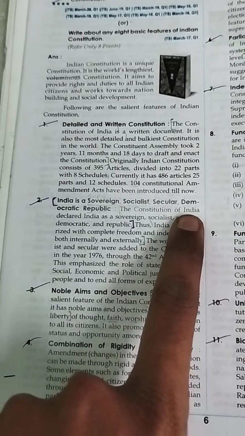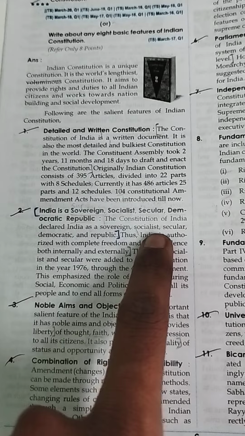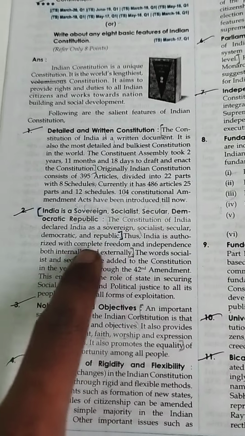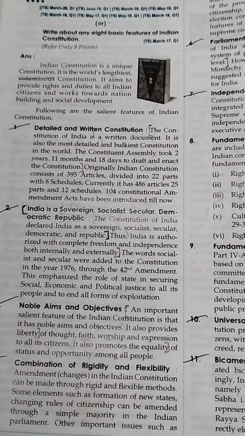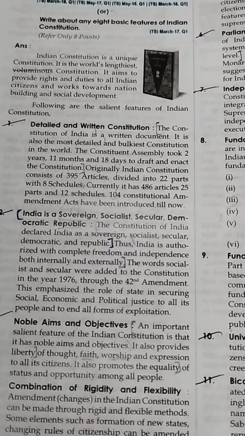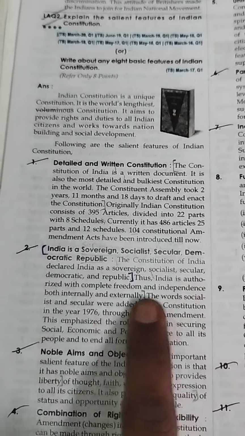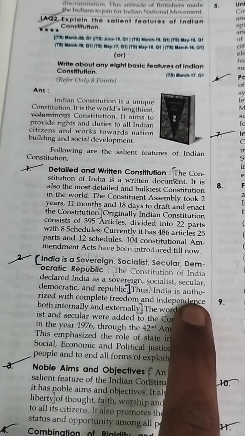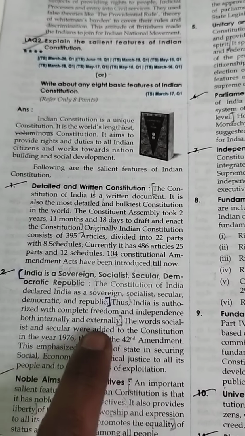The Constitution of India declares India a sovereign, socialist, secular, democratic republic. Thus, India is authorized with complete freedom and independence, both internally and externally.